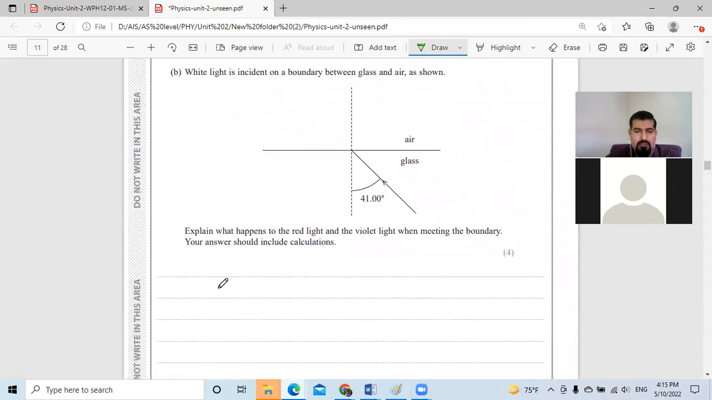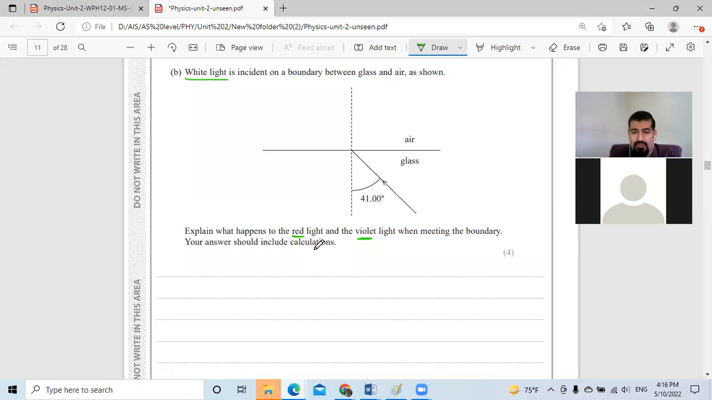Okay. Part B. White light is incident on the boundary between the glass and air, from glass to air, from slow to fast, as shown. Explain what happens to the red and what happens to the violet. Your answer should include calculations. Now, since we are going from glass to air, that means from slow to fast, maybe it reaches or exceeds the critical angle.